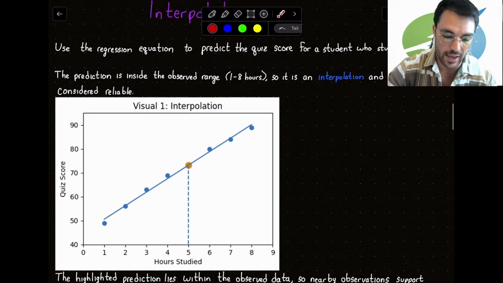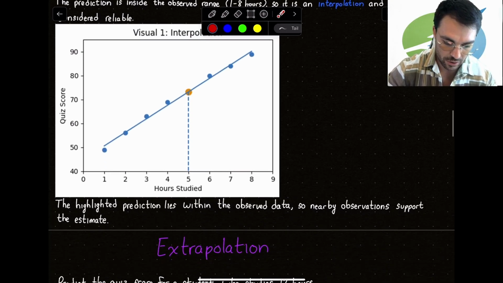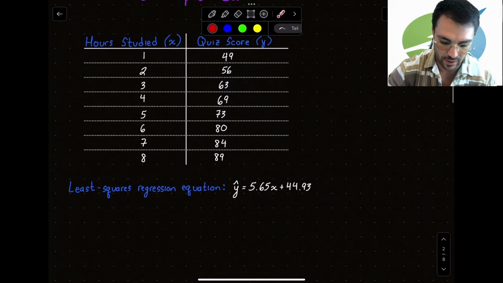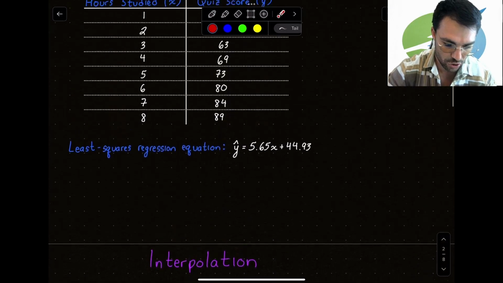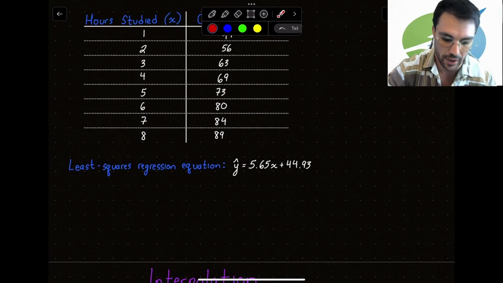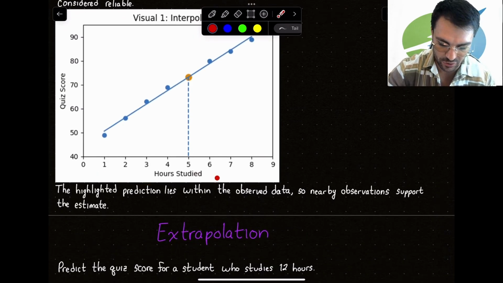Interpolation is when our prediction is within the observed range of given values, and we look at where the least squares regression line is inside that range. The inside range is 1 to 8. We're predicting 5 hours, so we would plug 5 into the equation. I don't know exactly what that is from looking at it; it looks like 72-ish, so about 73. The highlighted prediction lies within the observed data, so nearby observations support the estimate.